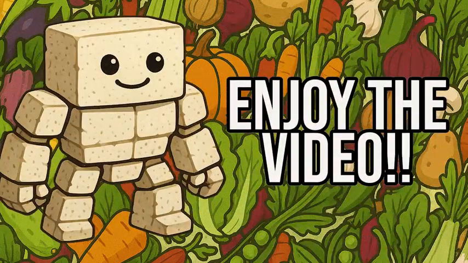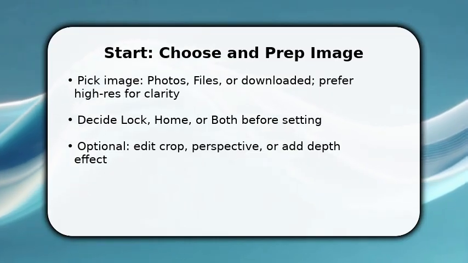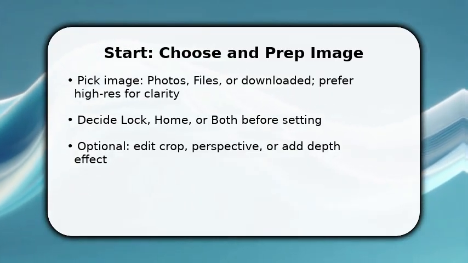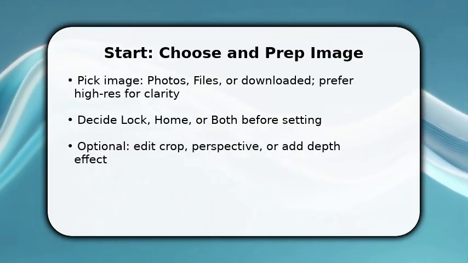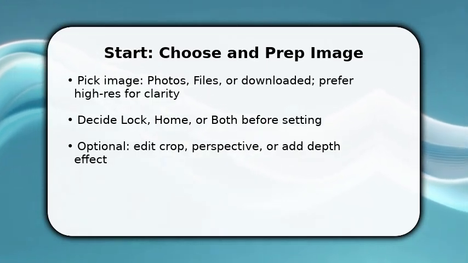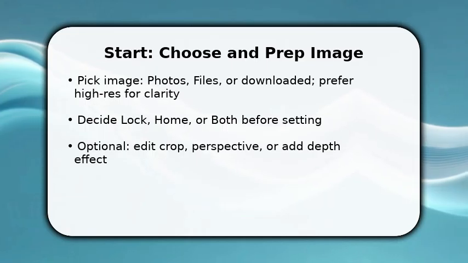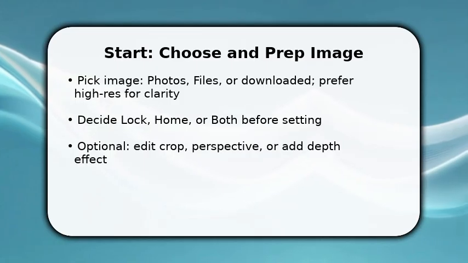Please enjoy the video. You already have an image, now act. Open Photos and select the photo you want. This is where you control crop and perspective. Tap Edit to straighten, crop to 16:9 or square depending on composition, and enable or disable depth effect if available. Once done, tap the share icon and choose use as wallpaper to start placement.